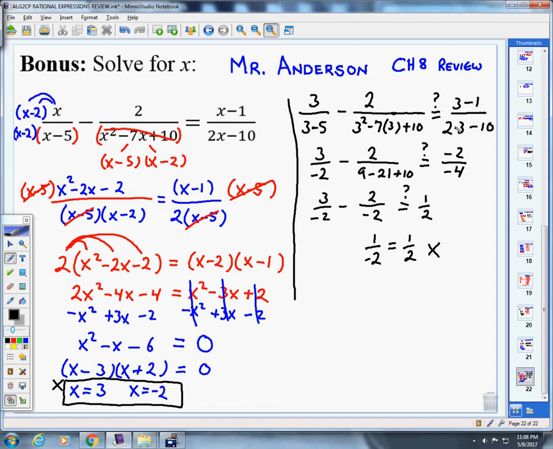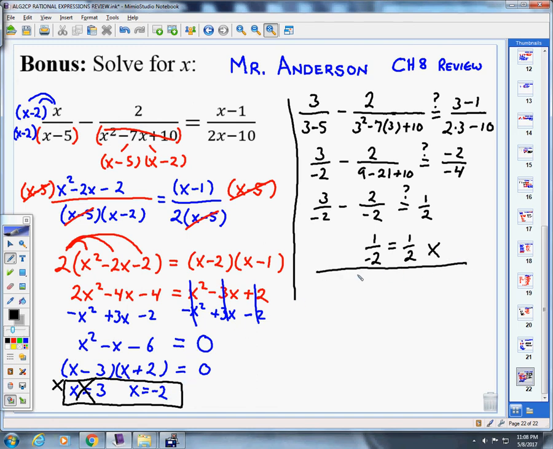Plug that in right. 2 times 3 is 6 minus 10. 3 minus 1 is negative 2. 6 minus 10 is negative 4. So those cancel, we got 1/2. All right, so that looks like that one is no good. All right, so let's take a look at x equals negative 2 now.